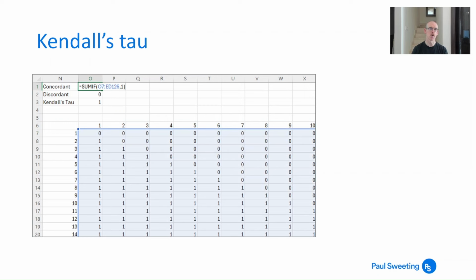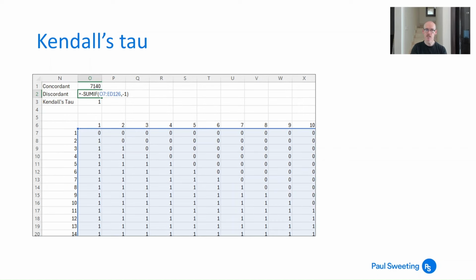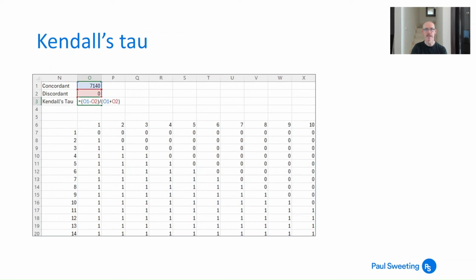So the concordant pairs are the ones where if I sum over everything, I get a value of 1. The discordant pairs are the ones where if I sum over everything, I get -1, and I take the negative of that to get a positive number. And Kendall's tau is concordant less discordant divided by concordant plus discordant.